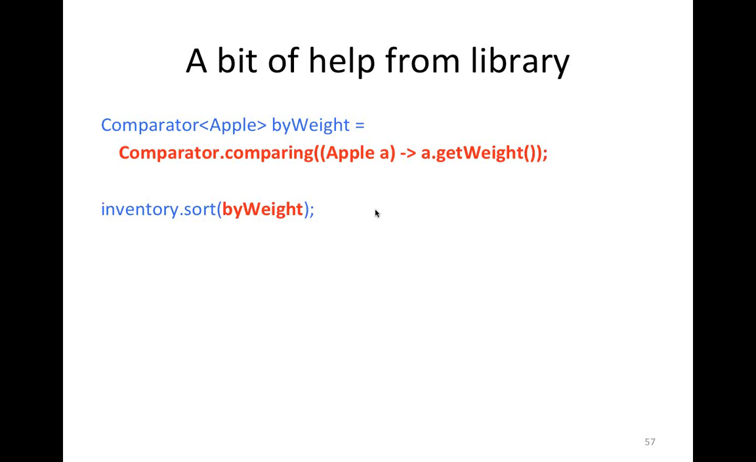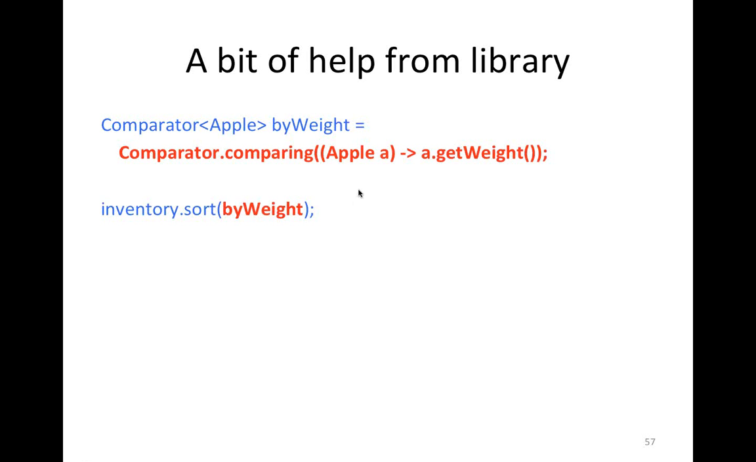And what comparing does is it takes a key. So here we're saying, well, given an apple, return the weight, and I will generate a comparator automatically for you. I will figure out that what you want is to compare the integers that represent the weight of the apple. So we can rewrite our code this way, because byWeight is a comparator object. This is what comparing is returning.